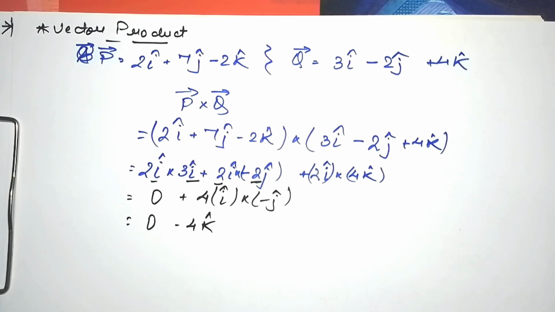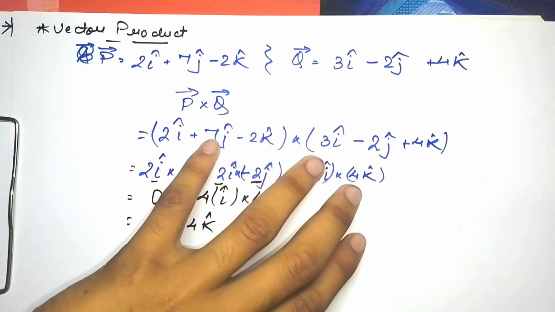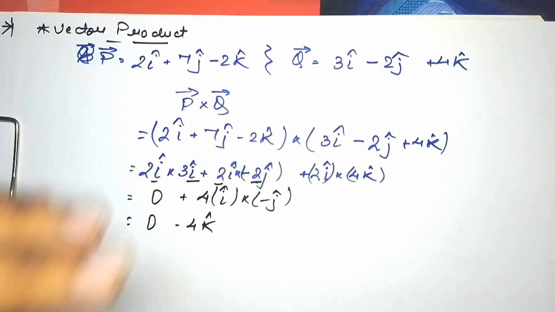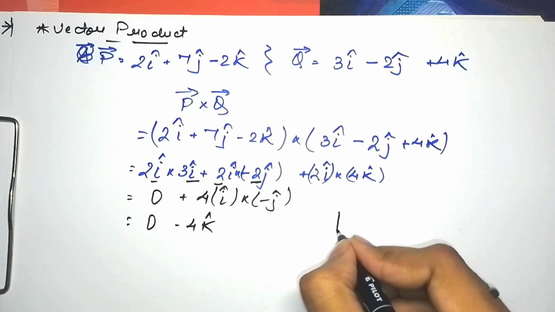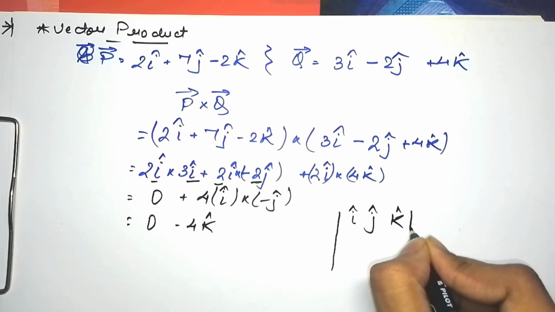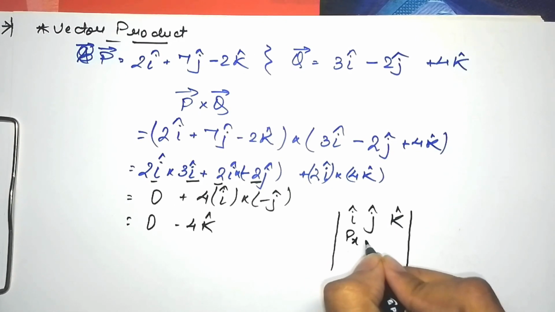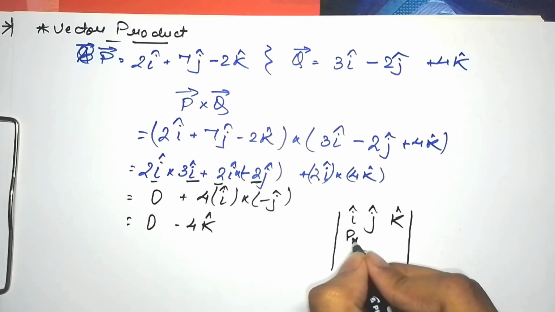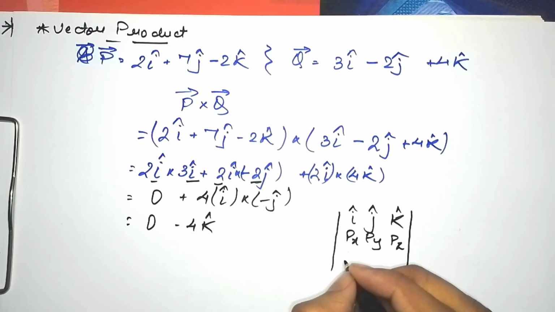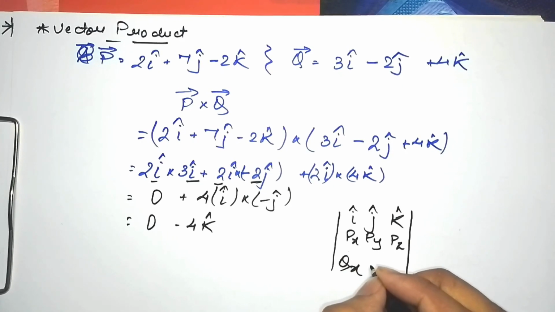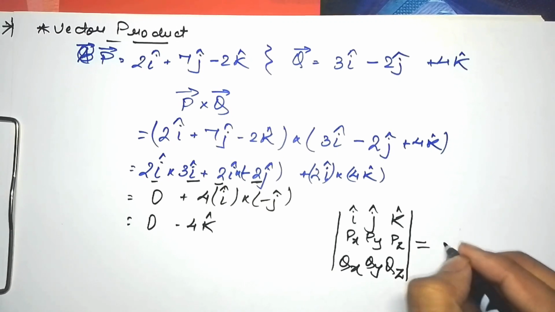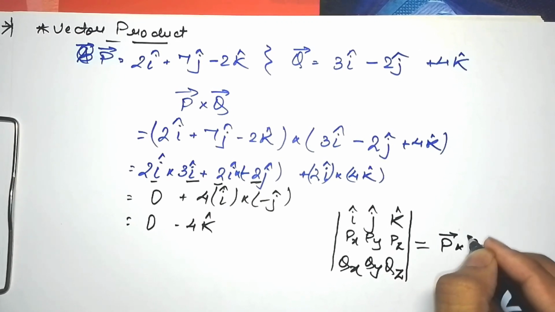Now let's move on to the other two. But don't you think this is a bit long, and we need a shorter method to do this? A shorter method to do p cross q is a determinant that you have to solve. Here would be i cap, here j cap, here k cap. And for the two vectors, you would write the x component of p over here, y component of p, and z component of p. And below, you will write the x component of q, y component of q, and z component of q. If you solve this determinant, you would get p cross q.